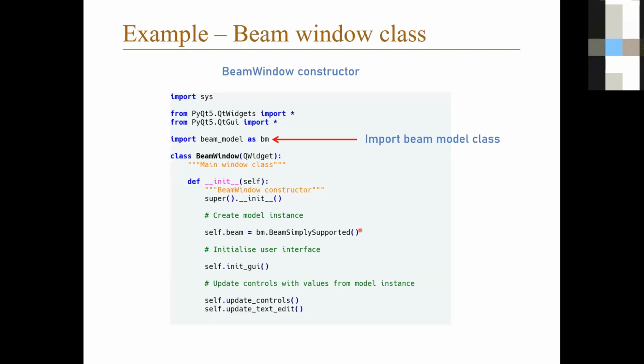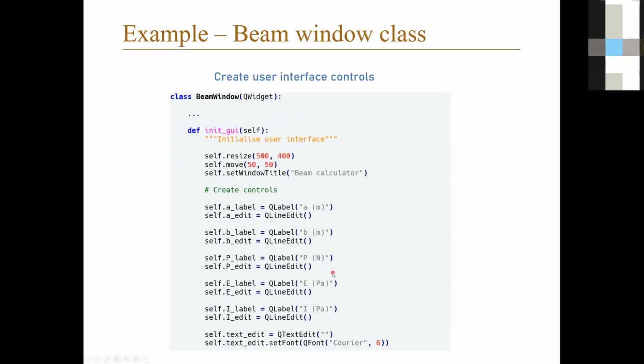So now I create a separate file here for my user interface. I create a class BeamWindow that will implement the window for this user interface. And then I import my beam model here. So this is the only connection. The beam model will never see any user interface code. This will be connected to the user interface only here. So in this case, in my beam window, I create an instance of my beam object here. And then I have my applet controls and my applet text edit here. I create all my controls like this.